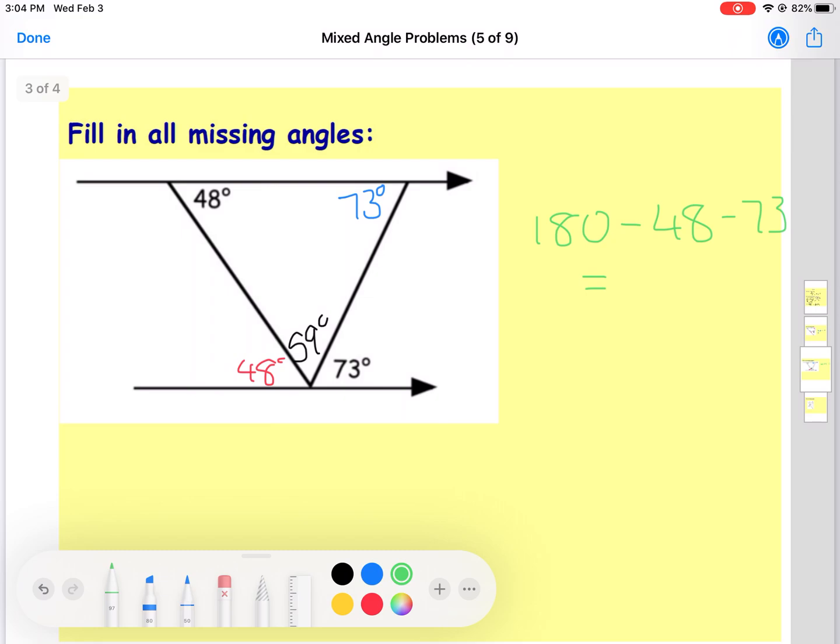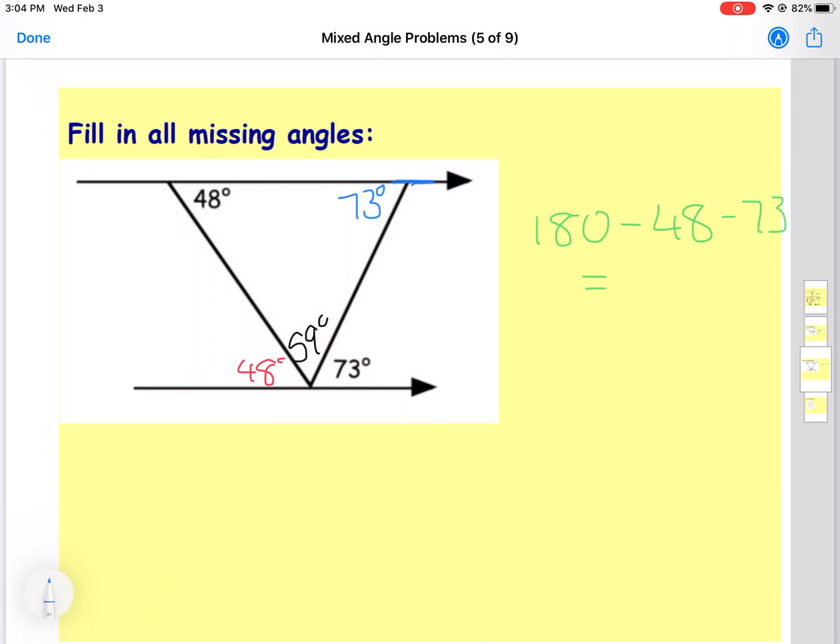Now the angles up the top, we have got a straight line here with the 73, so 180 take 73 will give us 107 on the right hand side, and 180 take 48 on the left will give us 132 degrees. Again, there's two angles there that form the straight line up the top, which is why we can take those singularly away from 180.